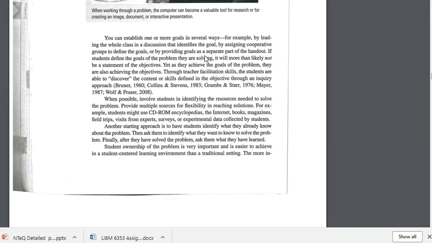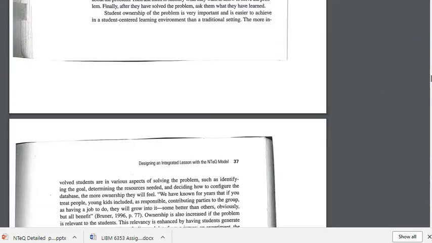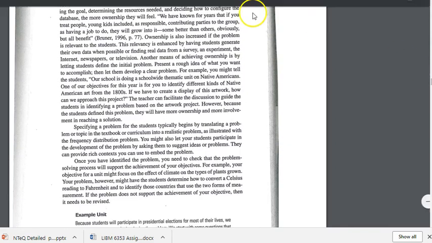Student ownership of the problem is extremely important, and it's much easier to achieve in a student-centered learning environment rather than a traditional setting. And that's what this entire NteQ model is trying to develop: those real-world problems where the students are involved and interested in finding the answers.